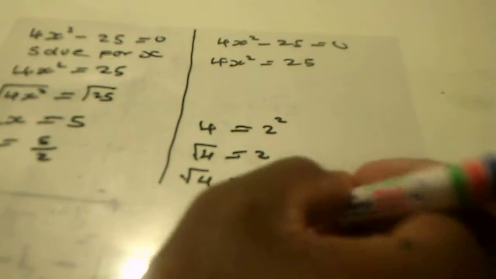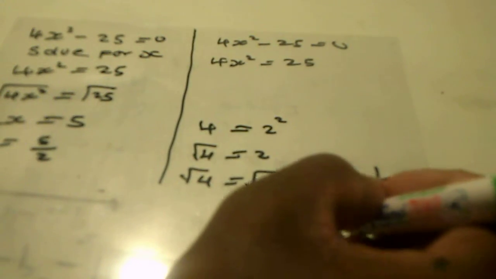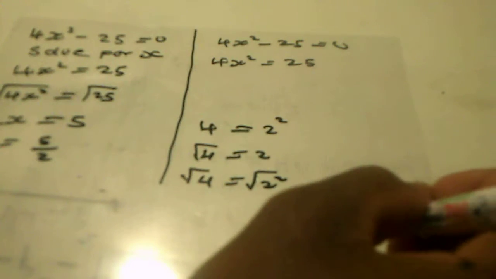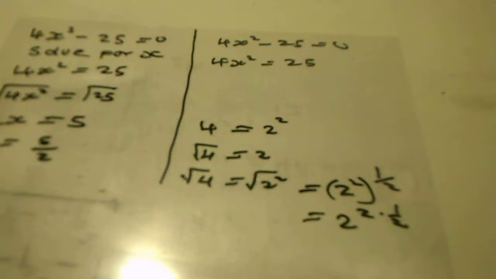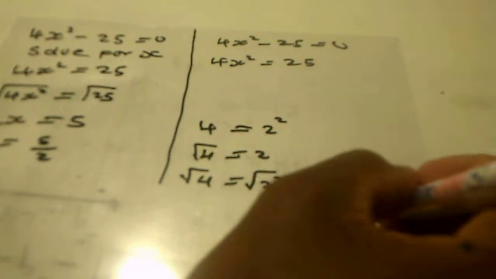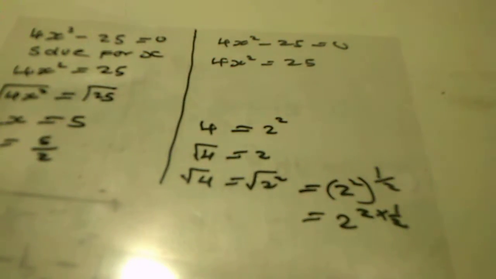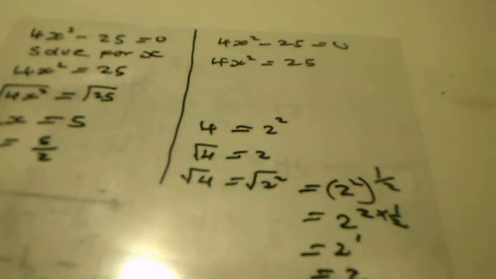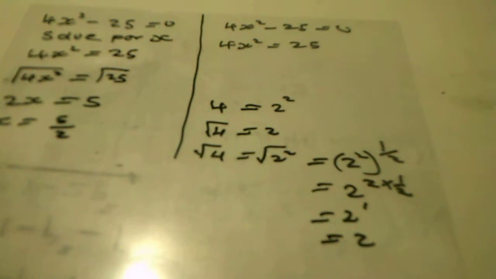So here if I'm multiplying 2 times half, I will have 2 exponent 2 times 1 over 2, and let me use times, not a dot. 2 times 1 over 2 is the same as 2 to the exponent 1, which is the same as 2.